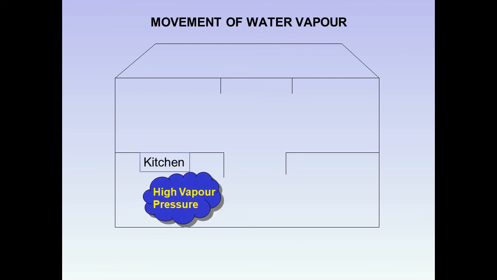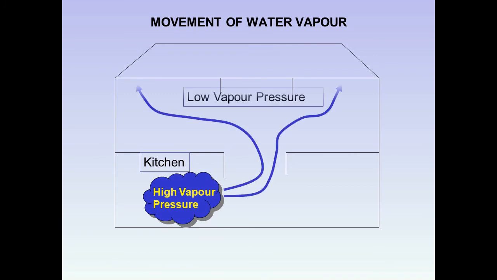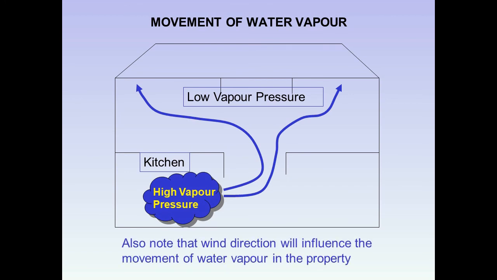Let's take, for example, a kitchen. A lot of water vapour is being produced in our kitchen. It may not show up really, a bit of condensate on the windows, but it doesn't really show up because of the conditions there. However, it will follow its pressure gradient, and it can move around the house to areas of low vapour pressure. They may be significantly colder, and one finishes up with a problem well away from where the water vapour was developed. Indeed, you'll also find that wind direction will influence the movement of water vapour in a property.